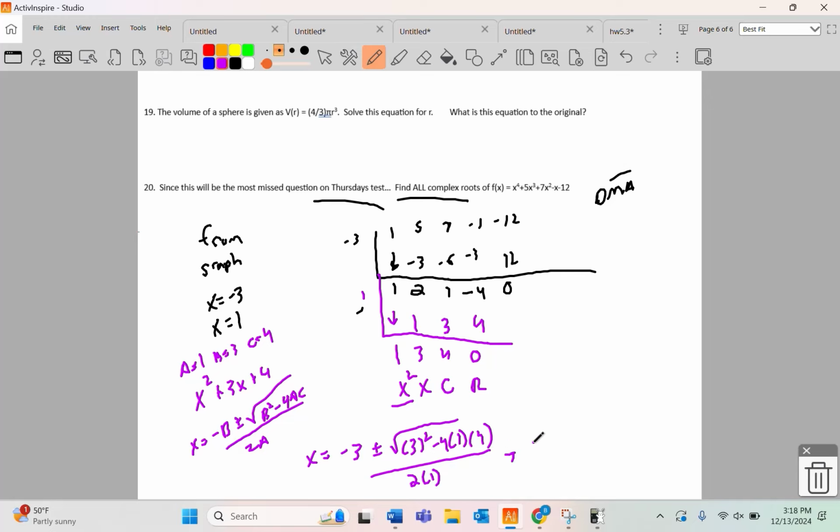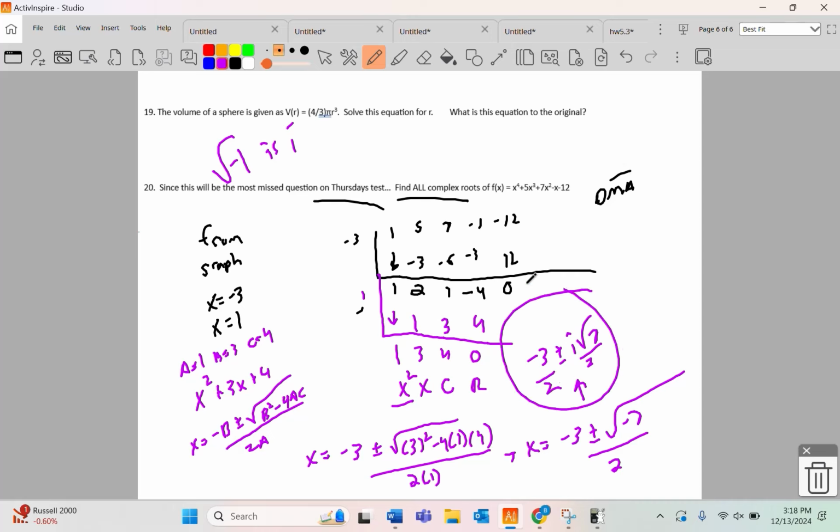And I know you think I'm moving too fast. Truth is, you're just too slow. We have a negative 3 plus or minus something. We have a 9 minus a 16, which is a negative 7. Both pieces sitting pretty over 2. Now, I know that the square root of a negative is imaginary. So, negative 3 plus or minus the imaginary root of a positive 7. Both pieces sitting pretty over 2.